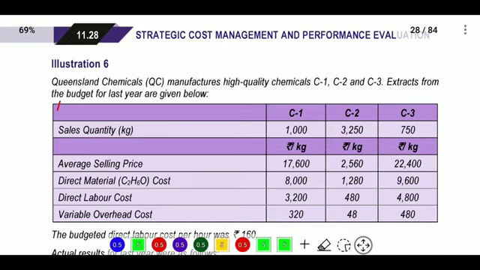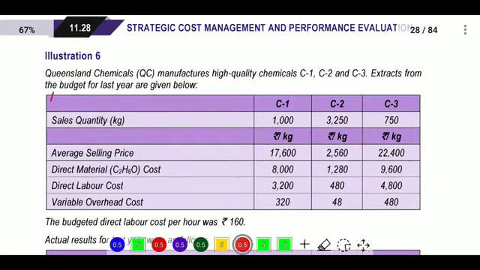In this video, we are going to discuss, in continuation with the last class, standard costing and illustration number 6. What is there in illustration number 6? In illustration number 6, QC Land Chemical QC manufactures high quality chemicals C1, C2, C3 and extracts in budget from last year are given below. Some information was provided.